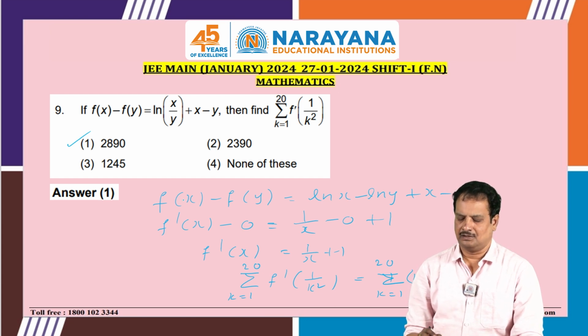But actually, when you observe this functional equation, it's very clear that f of x is nothing but log x plus x only. Otherwise, we can apply this concept: simply differentiate this partially with respect to x. Then we got f dash x equal to 1 by x plus 1 here. Anyway, they are just asking sigma f dash of 1 by k square there. That's all. Now let's go for the next question.